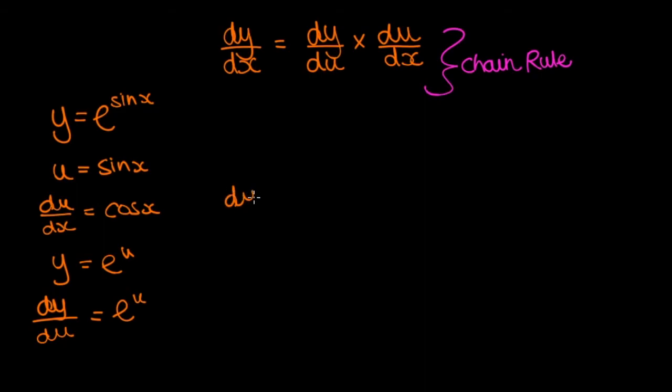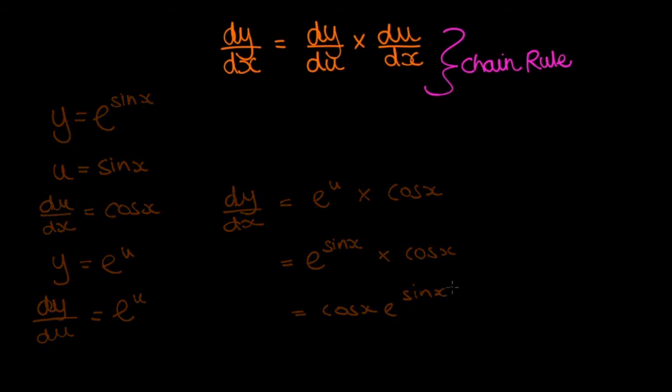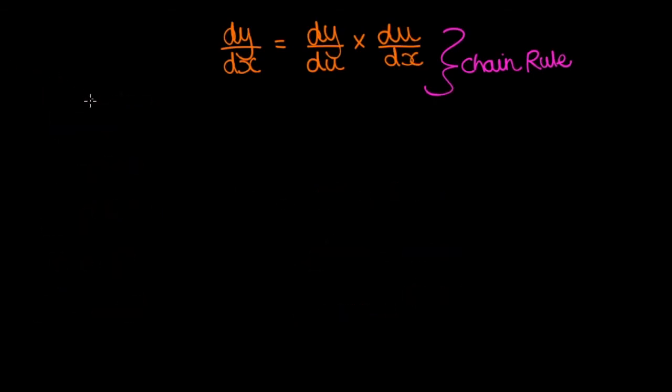therefore dy by dx is equal to dy by du, which is e to the u, multiplied by du by dx. And again, the last thing we do is substitute in u what it was originally. So we get e to the sine x times cosine x, or cosine x e to the sine x. Alright, so let's do one more example.